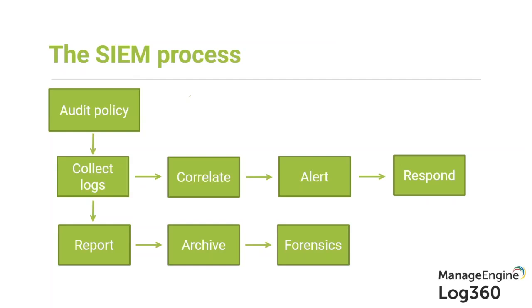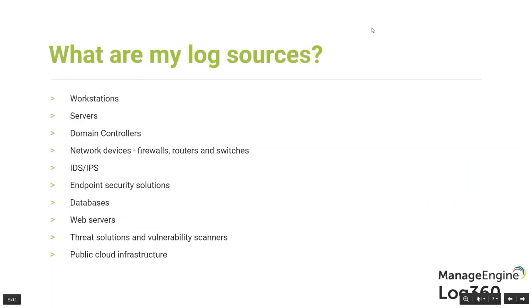You basically define an audit policy on your different systems, and these systems could be what you see on the screen, right? These are typical log sources. You've got workstations, servers, domain controllers, your Active Directory, your network devices, your firewalls, routers, switches, your IDS, IPS systems. You've got threat solutions, endpoint solutions, vulnerability scanners, your critical applications like your SQL, your web servers, and your public cloud applications, right? Like your Azure, AWS, and things like that. So all of these things are there in most of our networks.